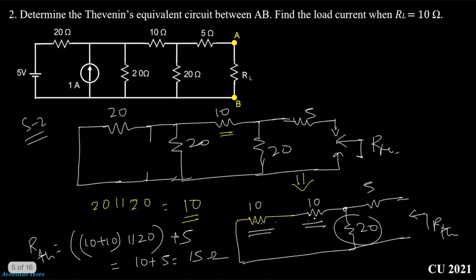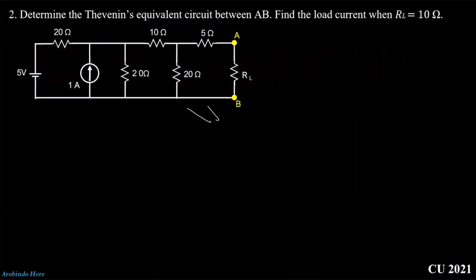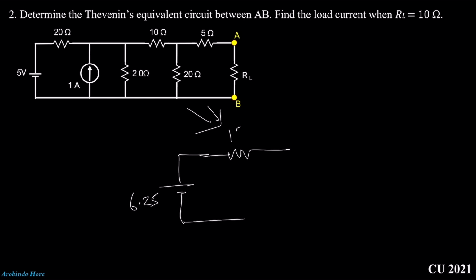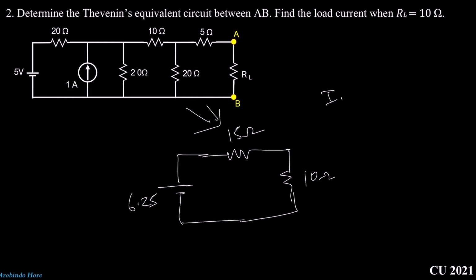Okay, so if we redraw the circuit, go to the next page. If we redraw this circuit, then we can write down VTH how much? 6.25 volt. RTH how much? RTH is 15 ohm and load resistance is how much? Is 10 ohm. So we can write down IL, the load current, will be how much? Load current will be 6.25 divided by 25. That means 0.25 ampere. Okay, so this is the answer. Now let's go to the next problem.